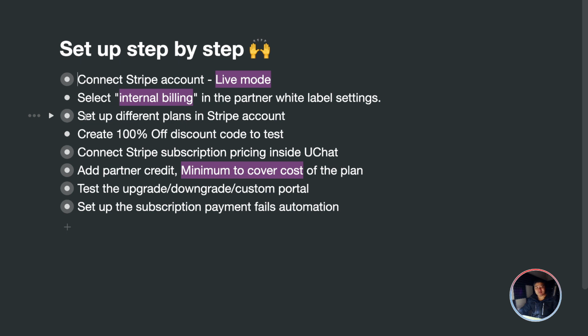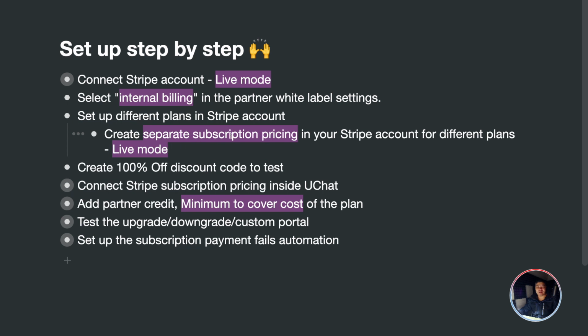And the third step is actually you log in your Stripe account. You need to set up different subscription pricing. Okay, in your Stripe account, please set up in the live mode, because everything is on the live mode. It's not in the developer mode, and you need to set up the selling price more than the cost we offer. Okay, that's something obviously.